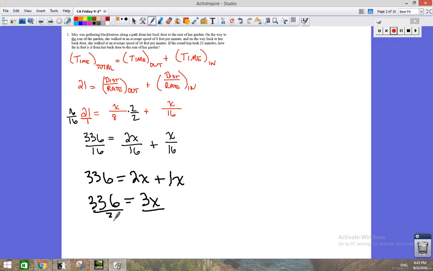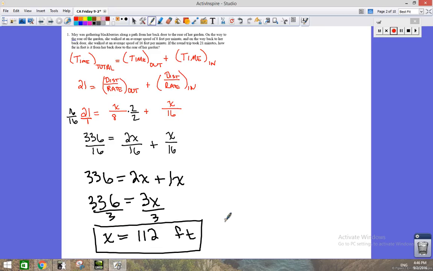If we divide by 3, we get x, and x represented the distance to the rear of the garden, and that's what it asked for, how far is it from her back door to the rear of her garden. 112 feet. 336 divided by 3. So those are two different ways to solve the same problem. Hope that helps. Let's move on to the next one.